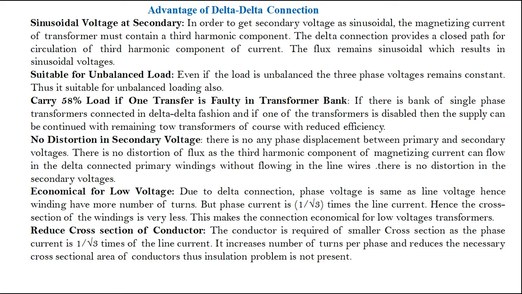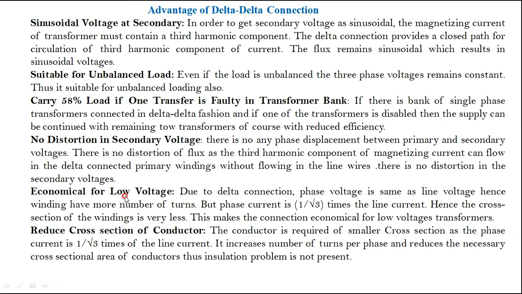Then they carry 58% of the load if one of the transformers is faulty in the transformer bank. That is, I told you, even though one of the transformers fails in the three-phase bank, in that case the system will continue with a reduced capacity of 58%. And there is no distortion in the secondary voltage because there is no third harmonic content present on the secondary side, because whatever third harmonic components of the magnetizing current are there are circulating in the primary only.